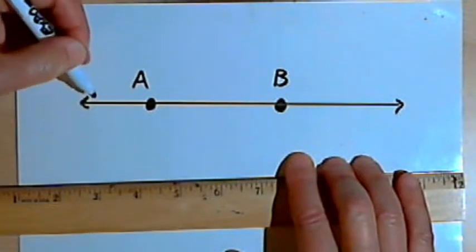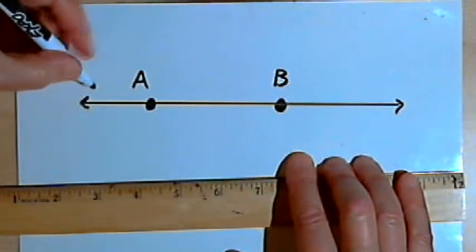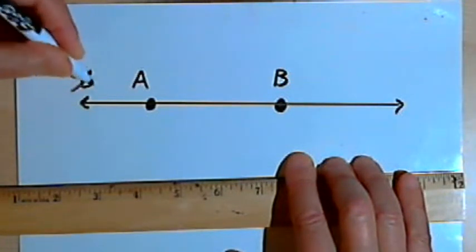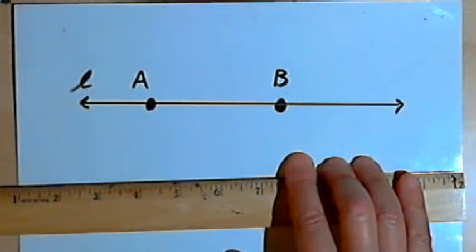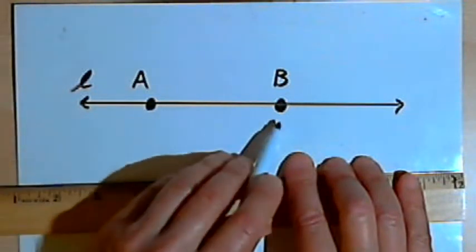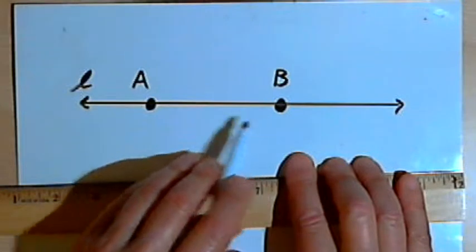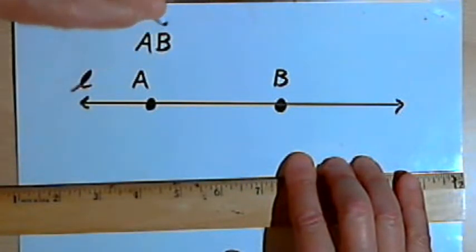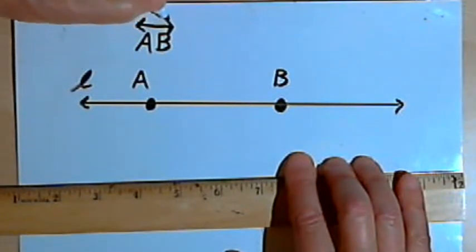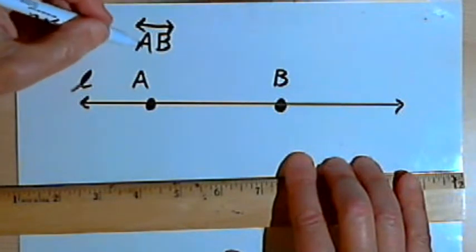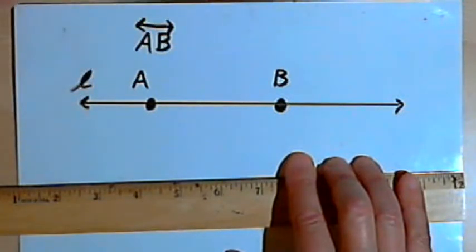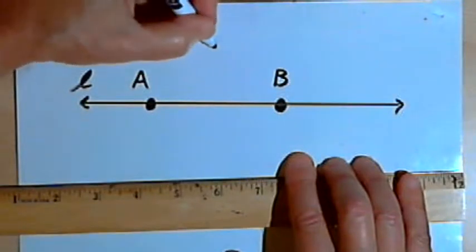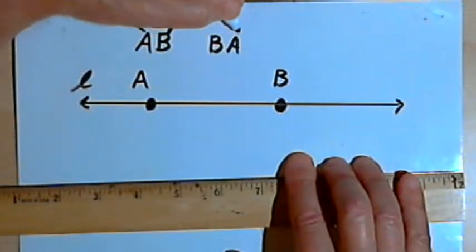Now, I can label this line. I could either give it a single lowercase script letter, like an L. I could call this line L. Or I can use the points on the line, like A and B, to help name it. So I could call this line AB. And what I'm going to do is write the AB and draw a double-headed arrow over it to show that this is the whole line, that it goes on in both directions. That would be exactly the same thing, by the way, as if I called it line BA.